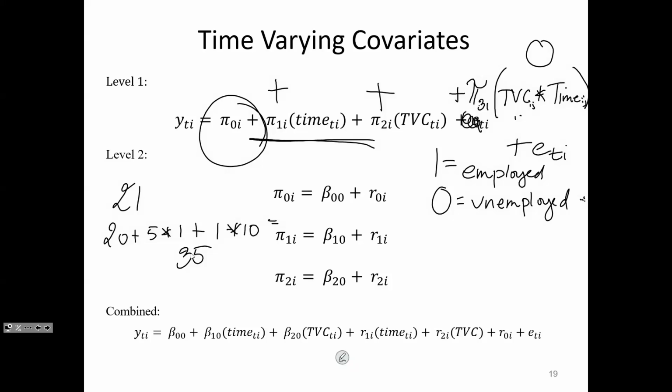So now this growth slope is really telling me about the growth slope for people who are unemployed, right? So this thing is actually going to be the predicted slope for those who are unemployed. Not the predicted growth slope overall, but the predicted slope for those who are unemployed. What would be the predicted growth slope for people who are employed?